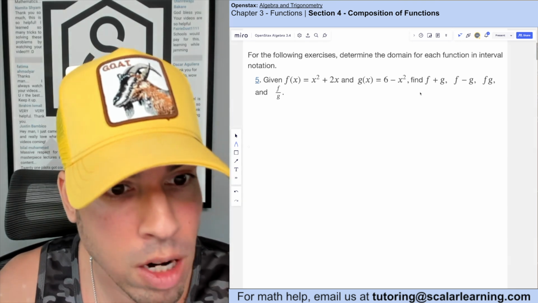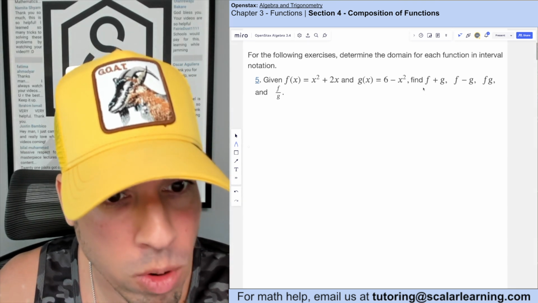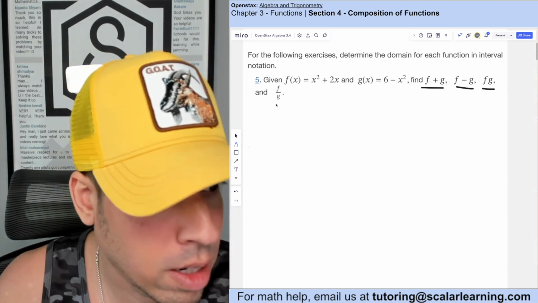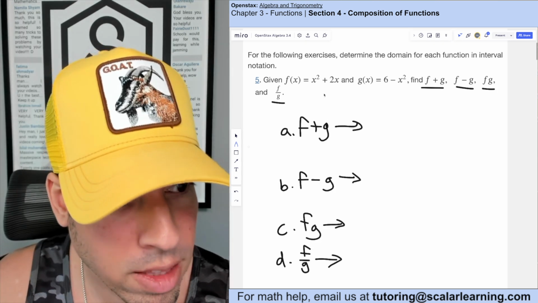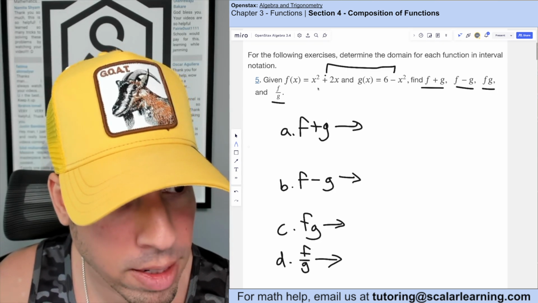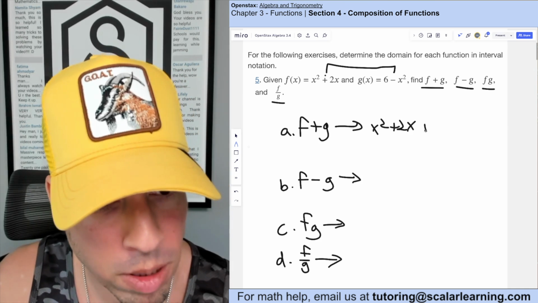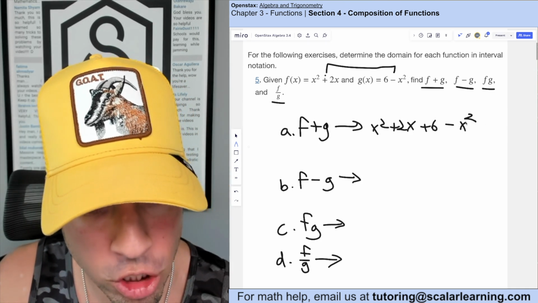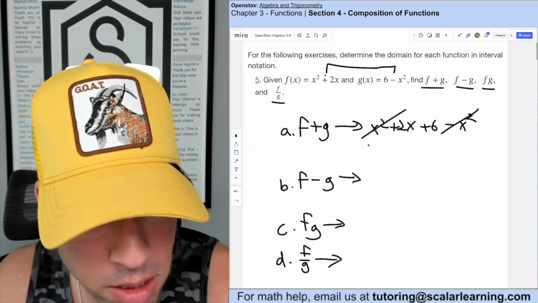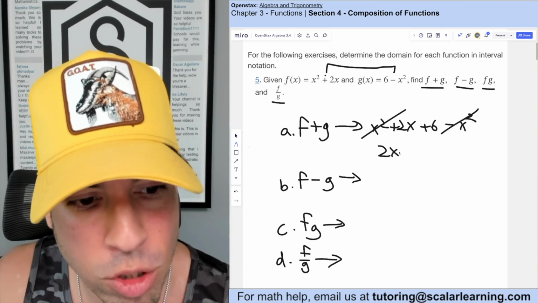For the following exercises, determine the domain of each function in interval notation. So check this out. We're trying to get the domain for this, this, this, and this. So let's first add these two functions together, right? We're adding f and g. So it's x squared plus 2x plus 6 minus x squared. Check it out. Cancel, cancel, right? Positive and negative x squared. So we end up with 2x plus 6.